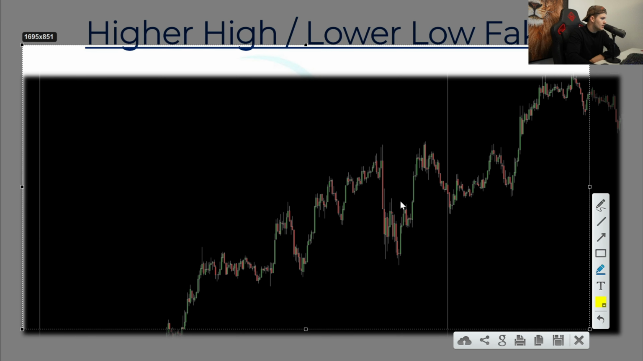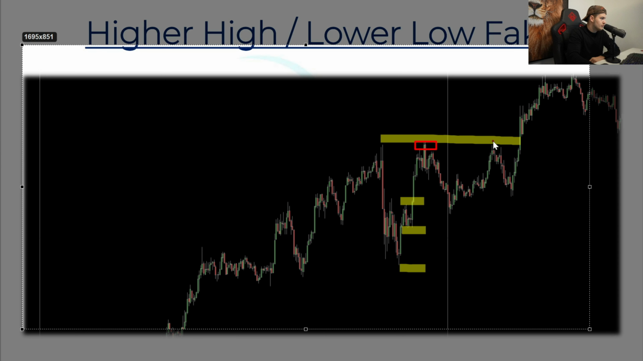So your entry could possibly be here, stop loss could be here or down here. It depends if you want to have a positive risk reward ratio. Your target, as I told you, should be up here. First of all, we got rejected 2 times.